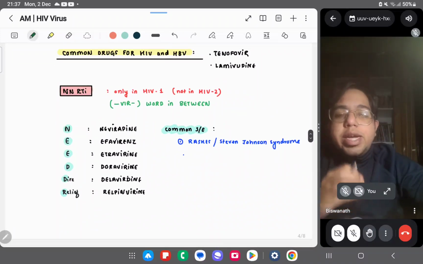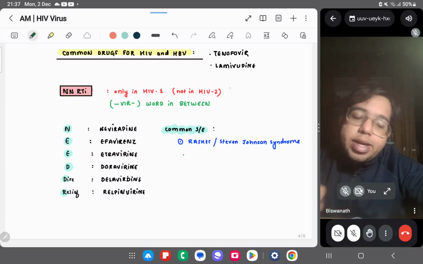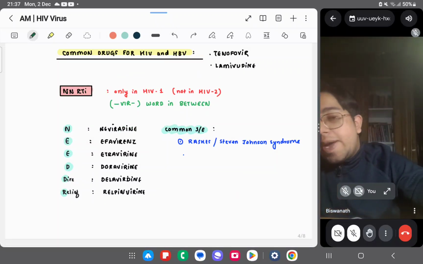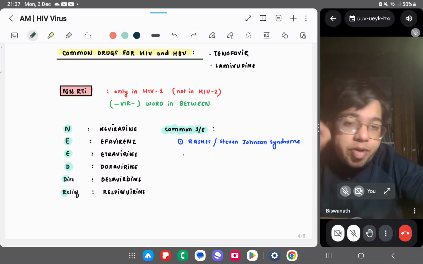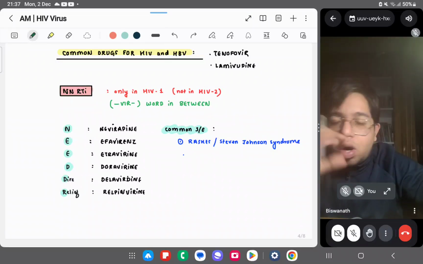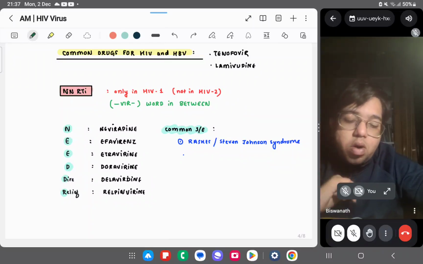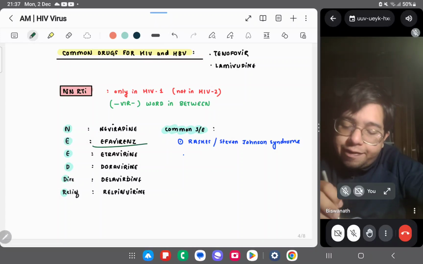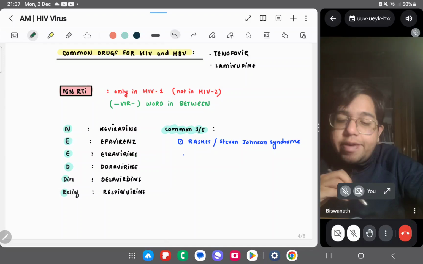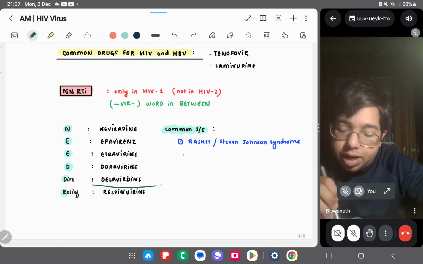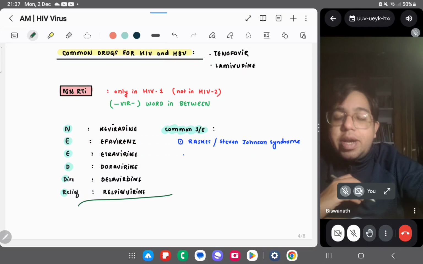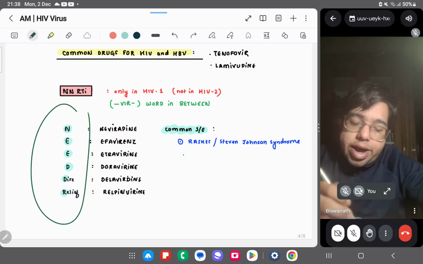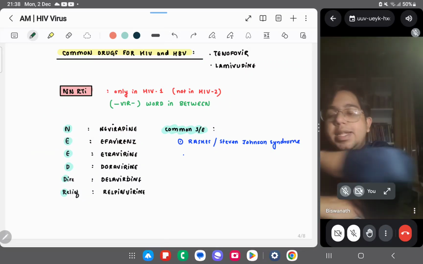Then we'll remember NNRTI. NNRTI is only used in HIV-1, not used in HIV-2. So in MCQ exams, you have to find the VIR word, VIR in between, not in last, not in first. Nevirapine, efavirenz, etravirine, doravirine, delavirdine, rilpivirine. To remember this: Need dire relief. This is a mnemonic. You can remember like this also.